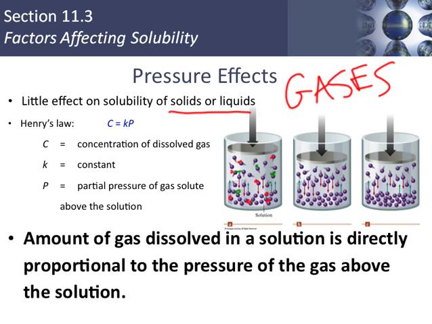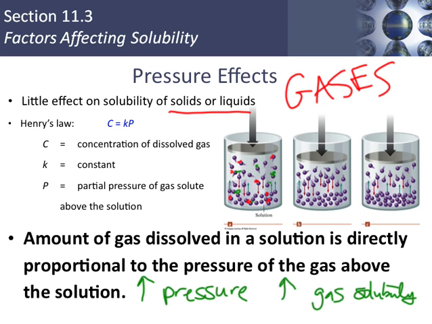If I have a solution of these gas molecules, and I want to increase the solubility of one of the gases into the other, I can increase the pressure. You see how increasing the pressure will force them to mix because it's forcing them closer together? All right, so if I increase pressure, I increase gas solubility. Increase pressure, increase gas solubility. Got it?